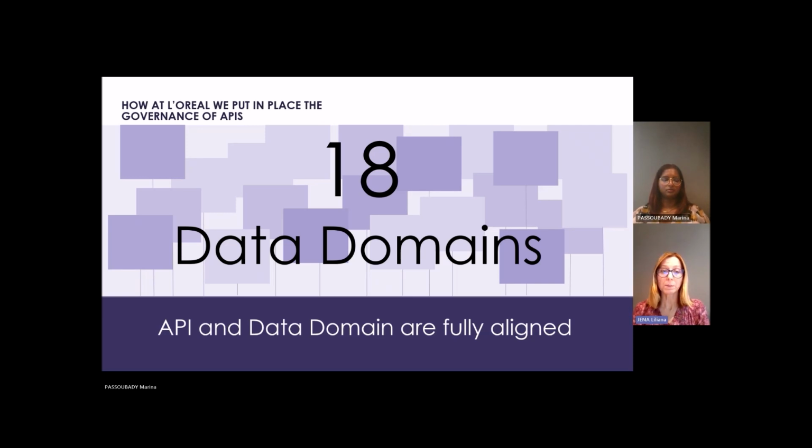So each data domain has its own APIs. If we have the product domain, we will also have all the APIs that belong to the product domain. In the naming convention of the APIs, we will find the data domain to which it belongs.